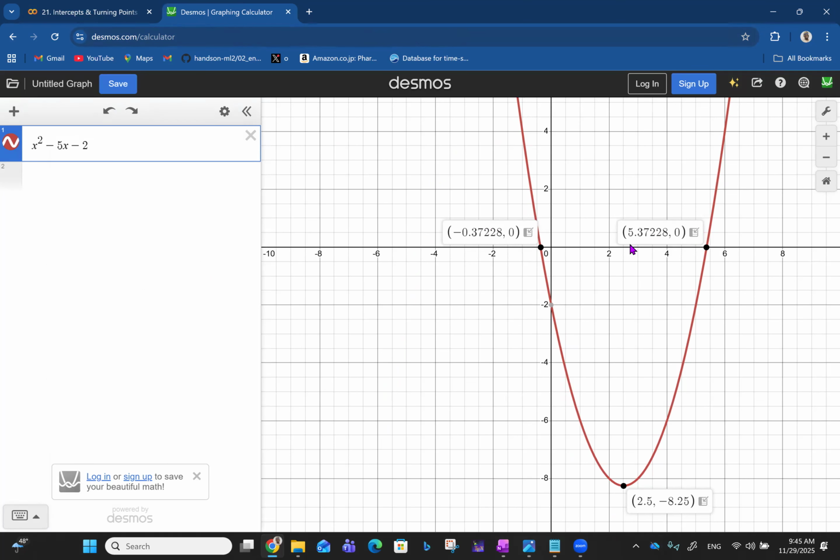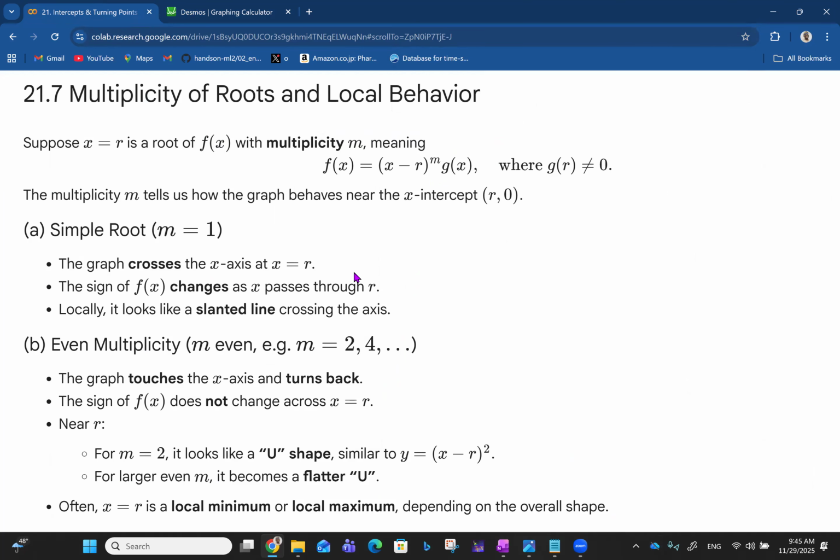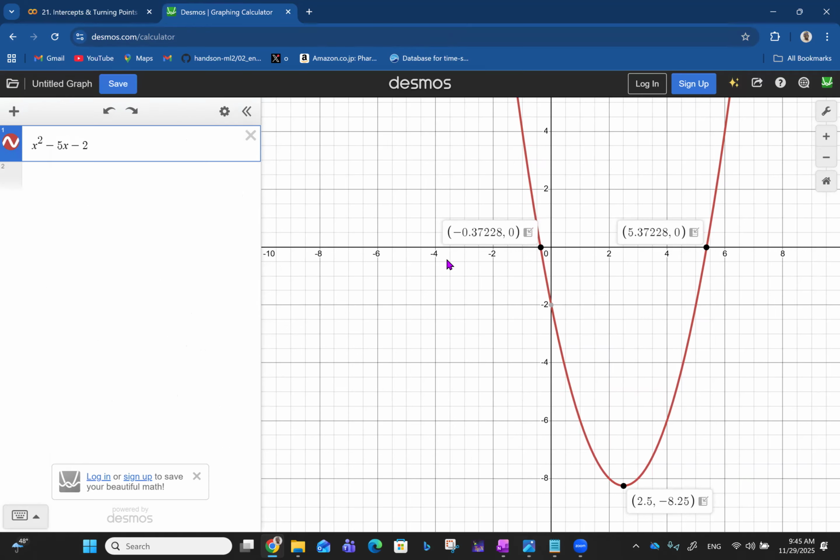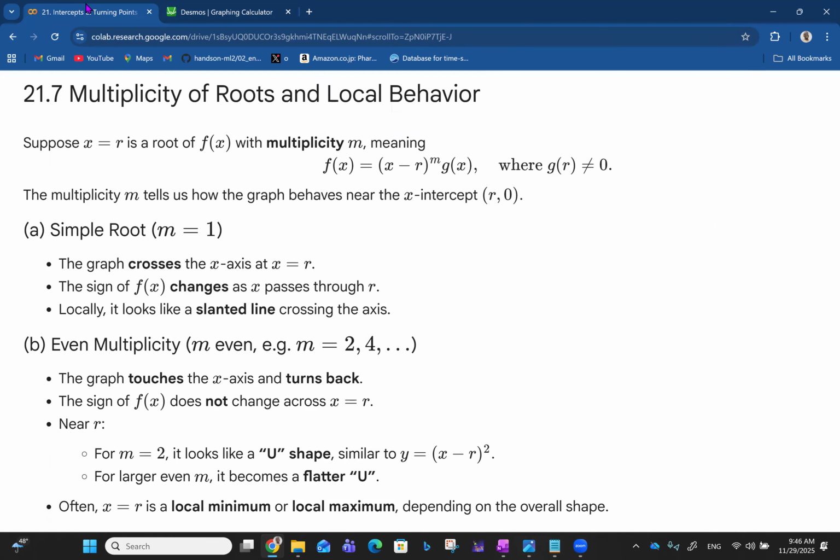For the second one, the r here is 5.37228, right? So the graph crosses at those 2 points. So the sign of f of x changes as x passes through r, of course. So for this up part, it's positive, okay, and then by the time it passes through this, it becomes negative all this way. So this whole region is negative, and then by the time it passes through the other r here, it goes up positive again. So you see the signs are changing through those roots.